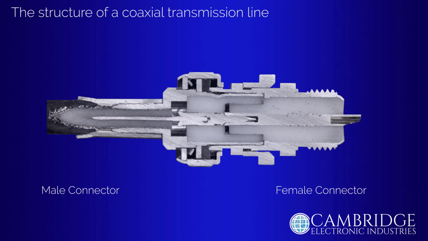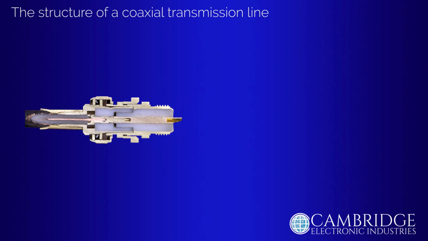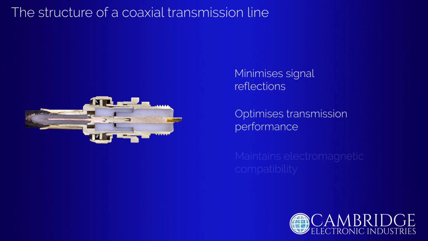If you look closer, both the cable and connectors share a coaxial architecture. Each consists of three concentric layers: the central conductor, the dielectric insulation, which also includes any air spaces inside the heart of the connector, and the outer conductor or shield, which in the case of the connector is the outermost structure, the metallic connector body. When mated, the male and female connectors form a continuous transmission line, allowing the signal to propagate seamlessly along the cable. The concentric design minimizes signal reflections, optimizes transmission performance, and maintains electromagnetic compatibility across the interface.